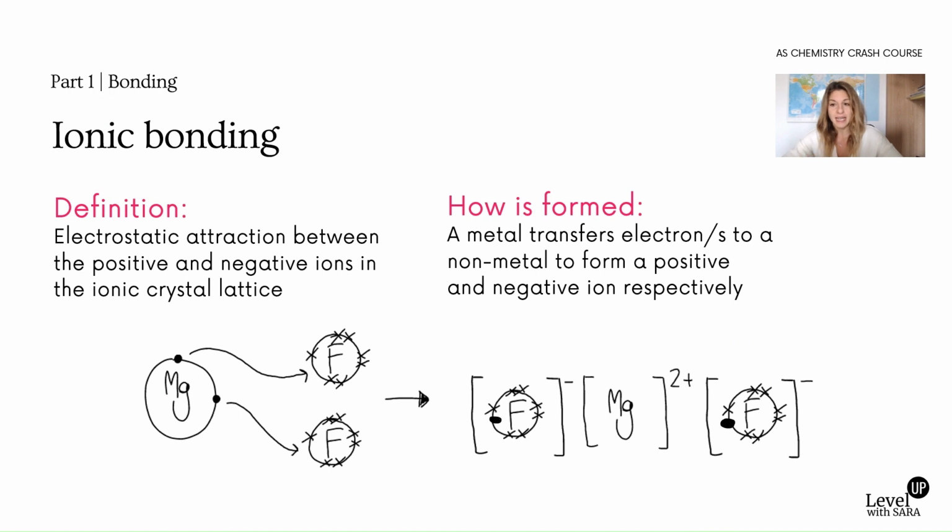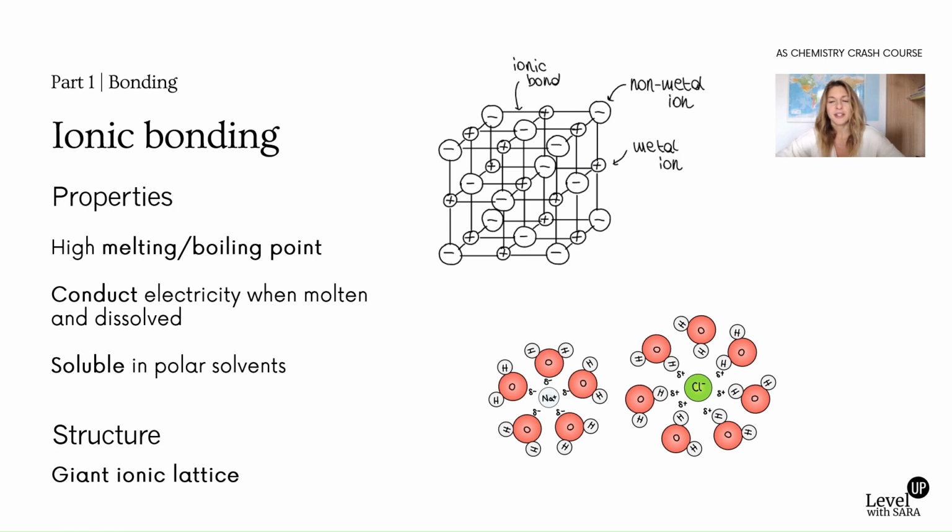And you write all the types of ions. For this, the formula would be magnesium fluoride. There are two fluorines, so you must show both of them in the dot and cross diagram. Otherwise, you won't get the mark. Let's look at the properties of ionic bonds.